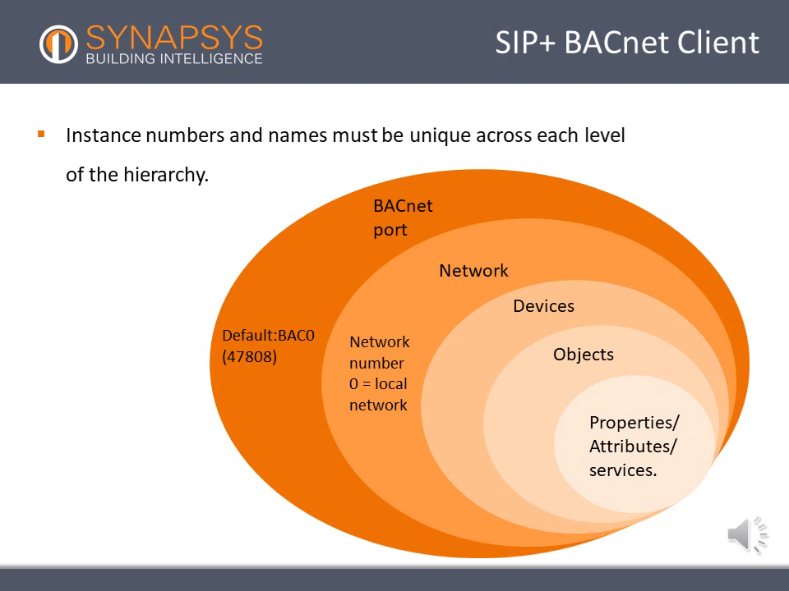BACnet uses a structure as displayed on the slide. All devices will need to be on the same BACnet port to communicate. Most devices will sit on network number 0, or the local network. Any devices behind a BACnet router of some kind will sit on a unique network number, including the SIP+. All BACnet devices and objects must be identified by an instance number, which will be unique through each level of the hierarchy. The properties of BACnet objects include a present value. This is the property that we use to poll data.